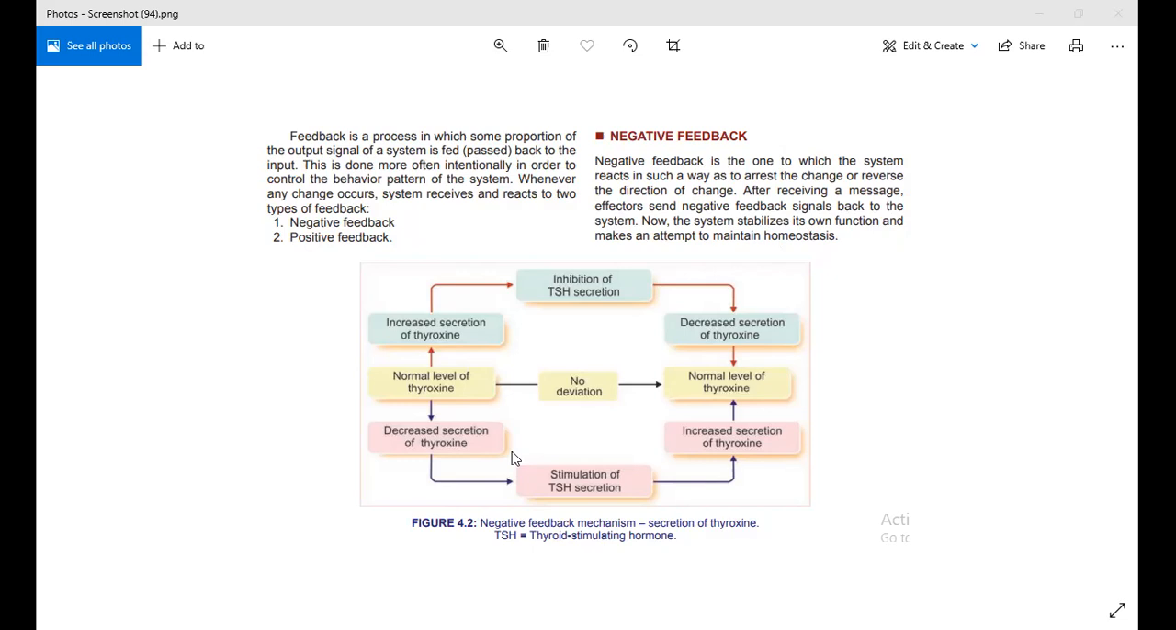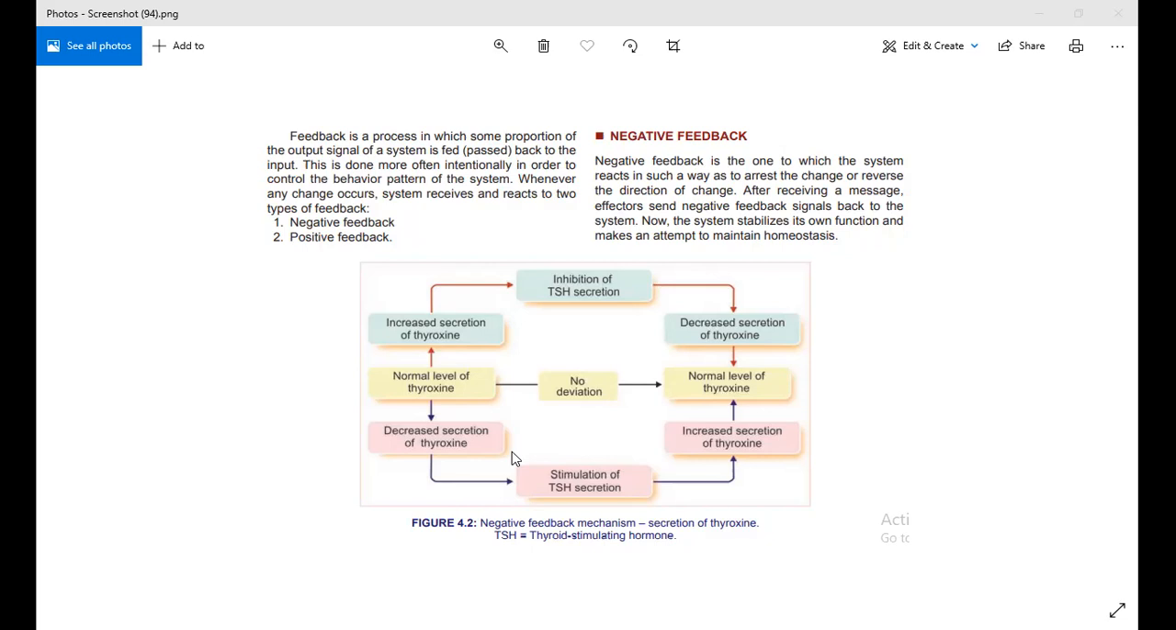Now, let's look at this example that is given here. Last week, I already used antidiuretic hormone. I used aldosterone. I also used natriuretic peptide to explain negative feedback. But today, let's look at another example of negative feedback. So this is thyroid stimulating hormone.